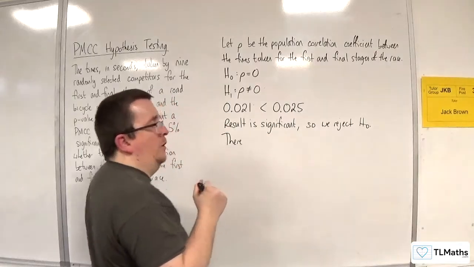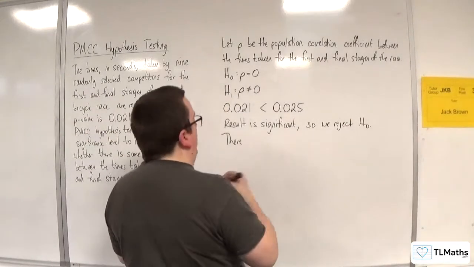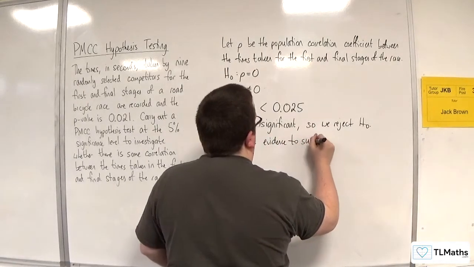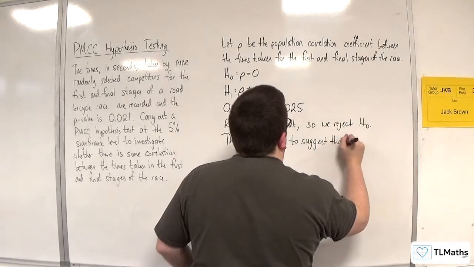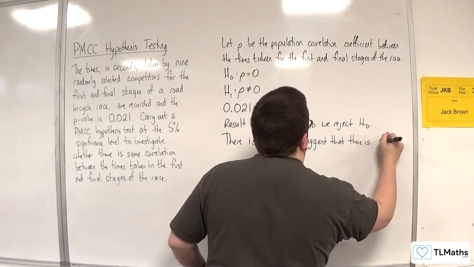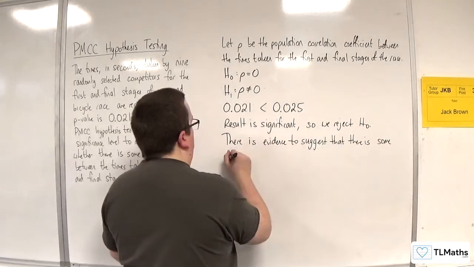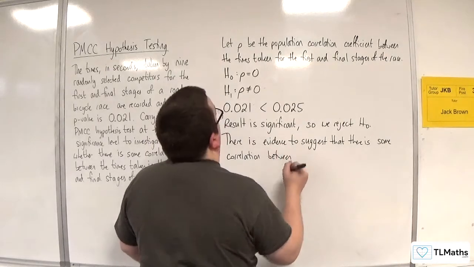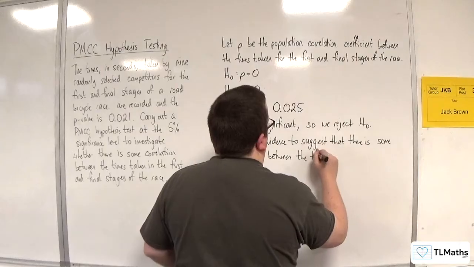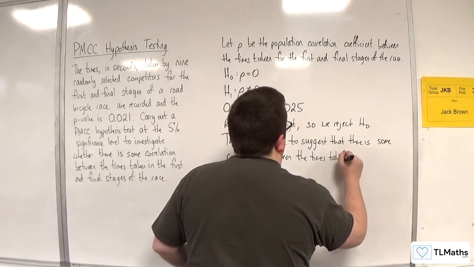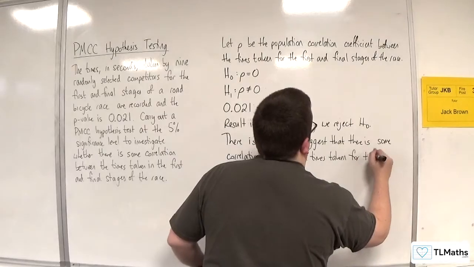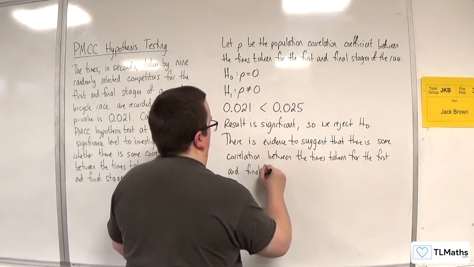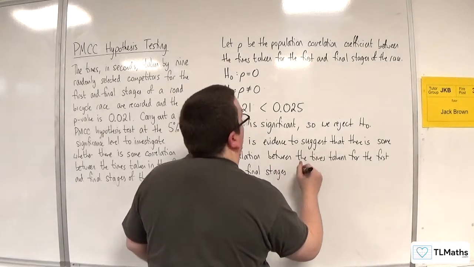And then write a conclusion, non-committal, in context. There is evidence to suggest that there is some correlation between the times taken for the first and final stages of the race.